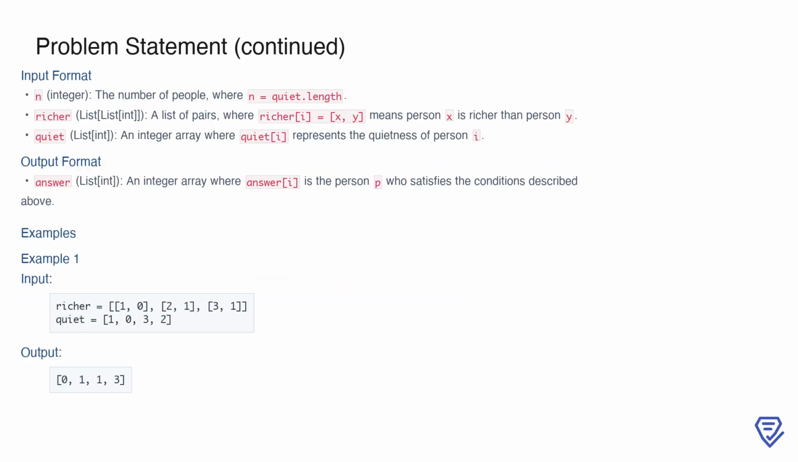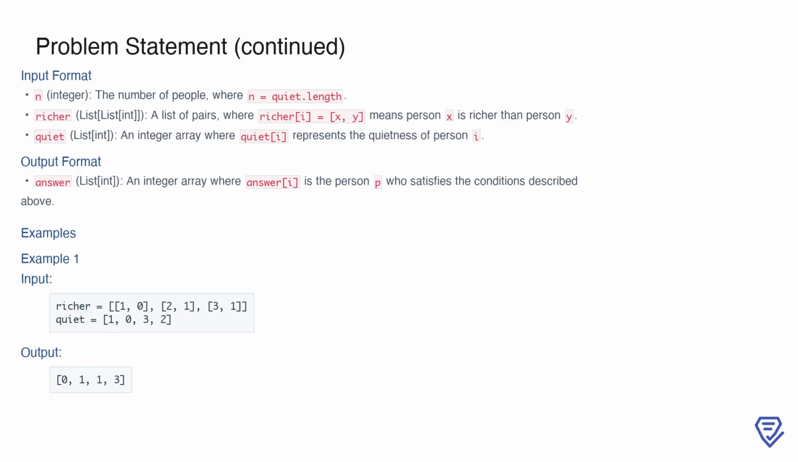Now let's break down the input and output formats for this problem. The input consists of three main components. First, there is n, an integer representing the total number of people, which is equal to the length of the quiet array. Second, we have the richer array, which is a list of pairs where each pair x, y signifies that person x is richer than person y. Third, we have the quiet array, where the value at index i indicates the quietness of person i.